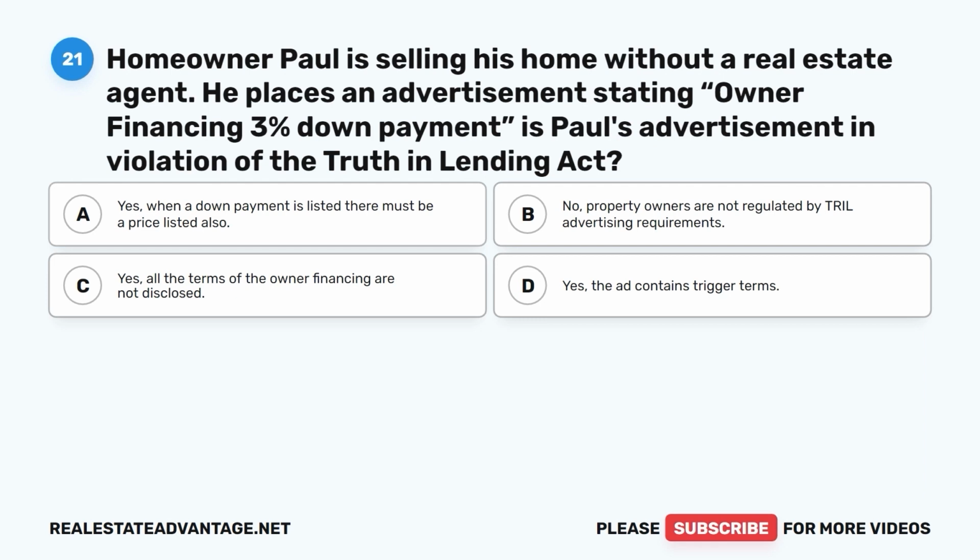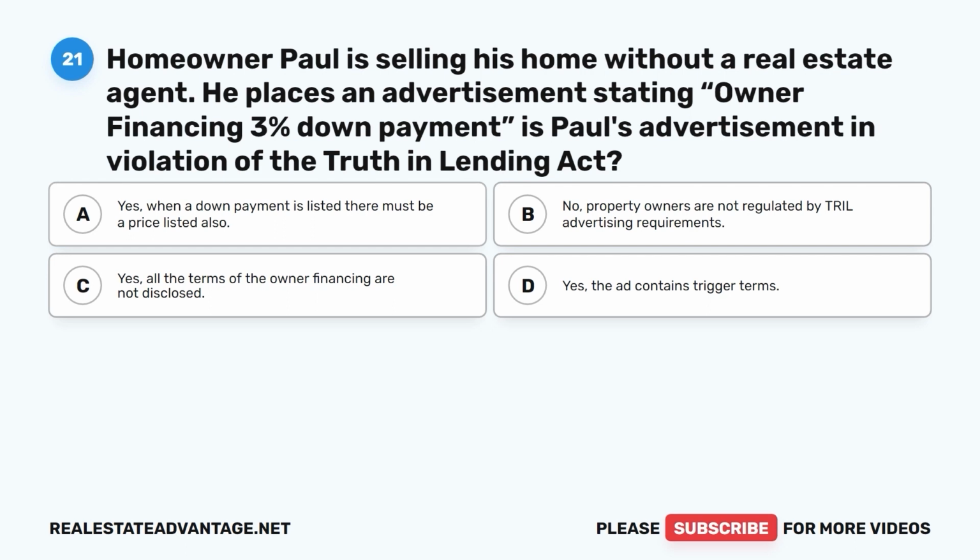Question 21. Homeowner Paul is selling his home without a real estate agent. He places an advertisement stating owner financing, 3% down payment. Is Paul's advertisement in violation of the Truth in Lending Act? A. Yes, when a down payment is listed, there must be a price listed also. B. No, property owners are not regulated by TRIL advertising requirements. C. Yes, all the terms of the owner financing are not disclosed. D. Yes, the ad contains trigger terms.